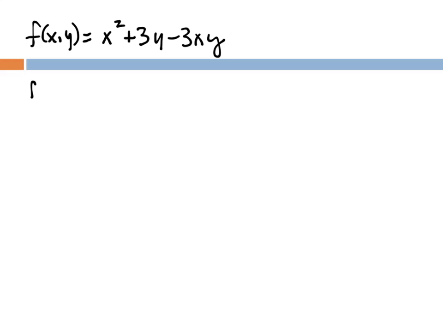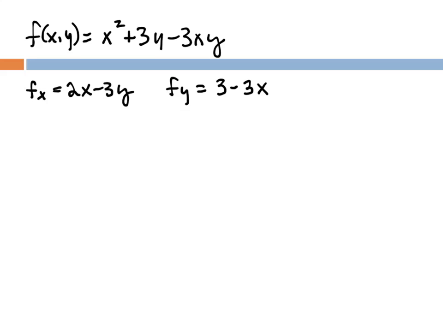So my equation originally, just so I have it over here, is f(x,y) equals x squared plus 3y minus 3xy. First partials is where I need to go. So f sub x is what? 2x minus 3y. Good. Someone else, what is f sub y? 3 minus 3x. Okay, so those are my two partials.